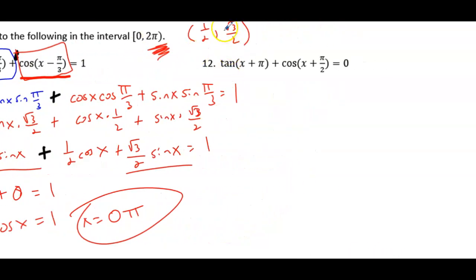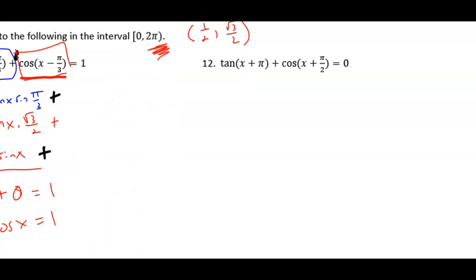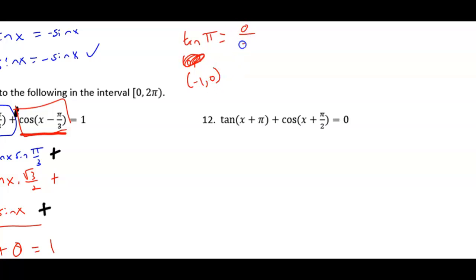Alright, last problem. Let's get all this out of the way. Real quick, I need tangent of pi and cosine of pi over 2. So tangent of pi. Remember, tangent is sine over cosine, and the point at pi is negative 1, 0. So tangent of pi is 0.